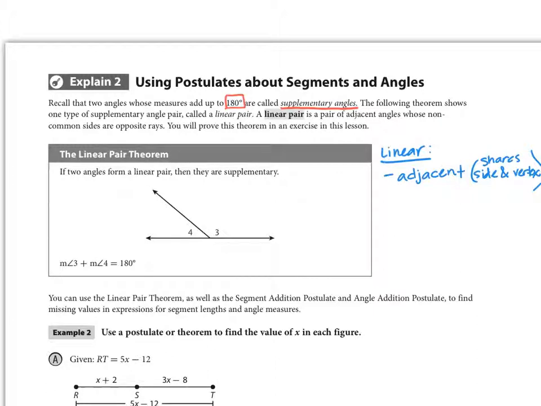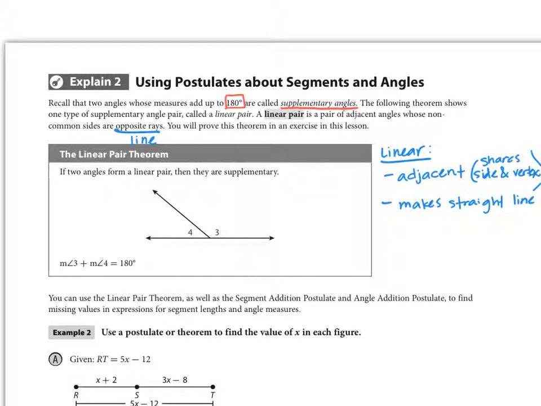And the second part is that it makes a straight line. And if you recall, a straight line or a straight angle measures 180 degrees, and that's where the supplementary part kicks in, right? So it makes that straight line, and the way that it describes it here in the definition is kind of confusing. It says whose non-common sides are opposite rays. Opposite rays means a line.